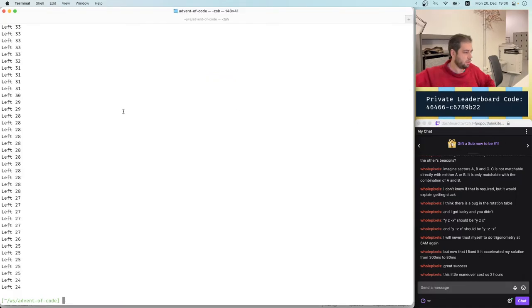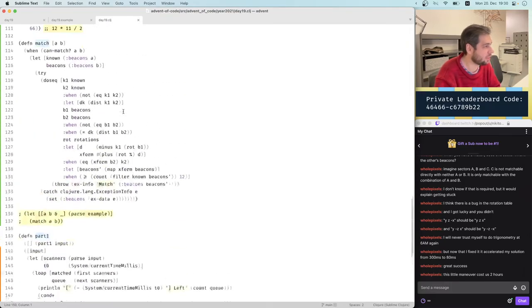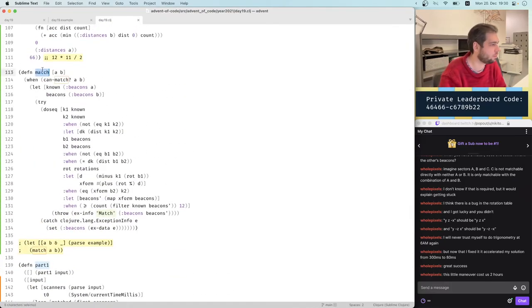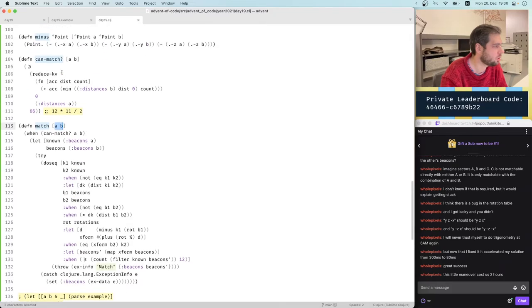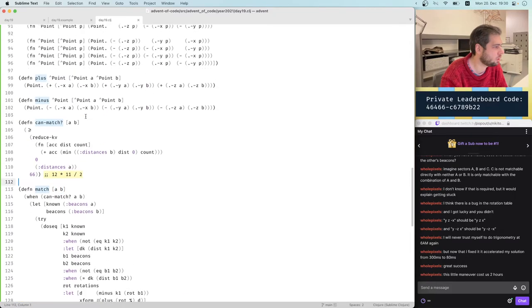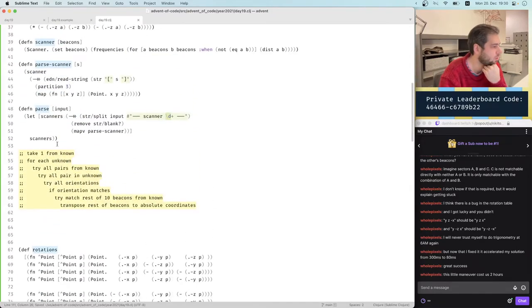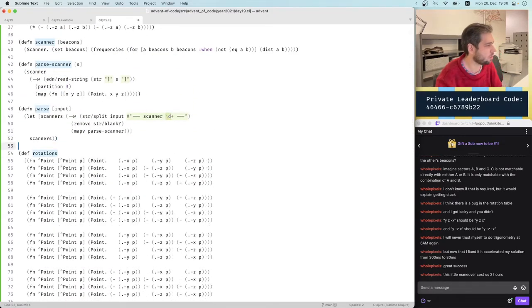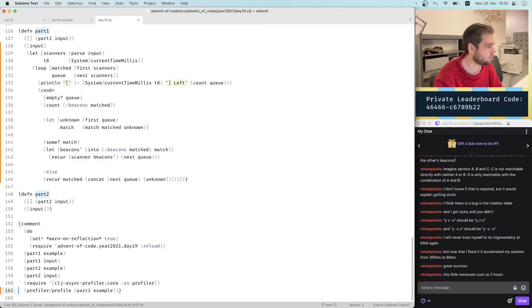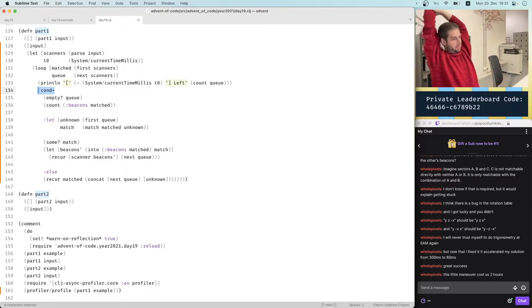Well, I feel like we need to go back to match pairs, actually. Did I break anything in here? Match, can match, distances, I don't think so. Let me do this. Actually, all is in good shape. So let's just rewrite this again. Back to how it was with combinatorics and stuff.